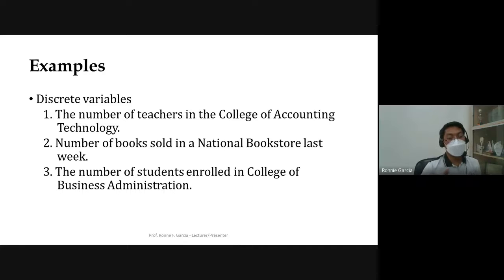Ganina na naghatag, number of boarders in the boarding house. That is a good example of discrete variable. Nga naman, you are counting the number of occupants, the number of persons. So that is a discrete variable.